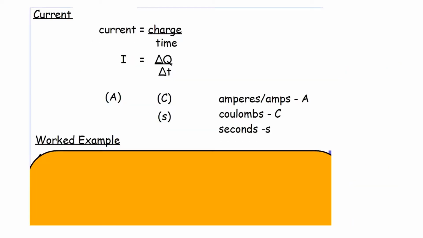Current is defined as charge divided by time. That could be written as I equals delta Q divided by delta T. Q is a symbol for charge, which is measured in coulombs, and time is measured in seconds. And we can then define the amp as the unit of current as being 1 coulomb per second of charge flow. So current is a rate of charge flow. Remember, when we talk about a rate, we divide by time.